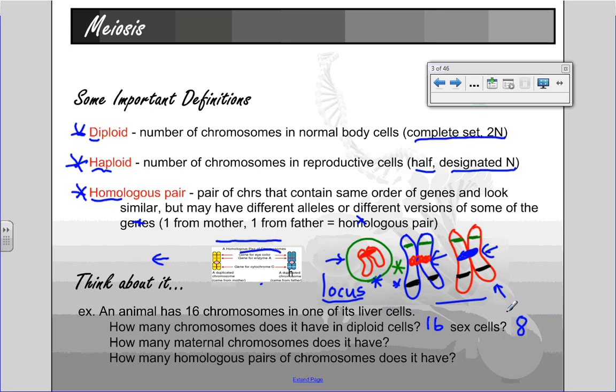How many maternal chromosomes does it have? So that means how many came from their mom. We get half from the mom and half from the dad. So there would be 8. How many homologous pairs of chromosomes does it have? So if we divided them into homologous pairs or paired them off in mother and father copies, there should be 8 pairs for a total of 16. Good job.